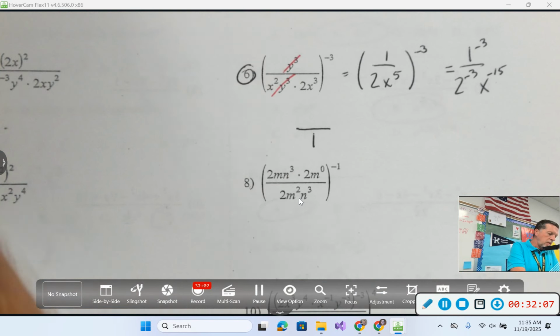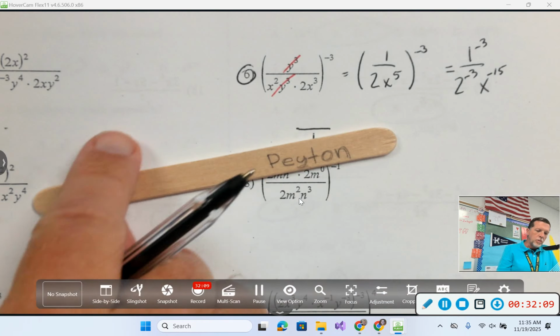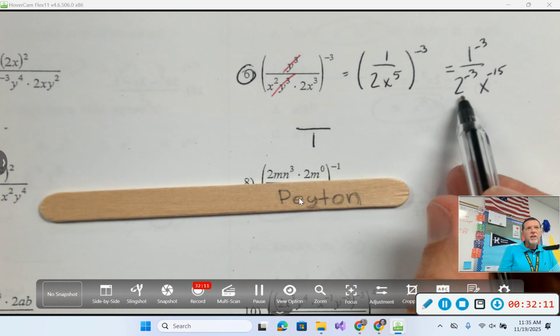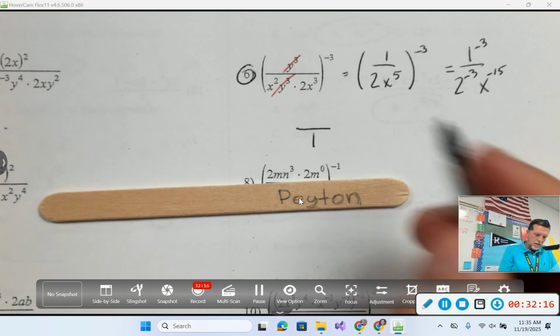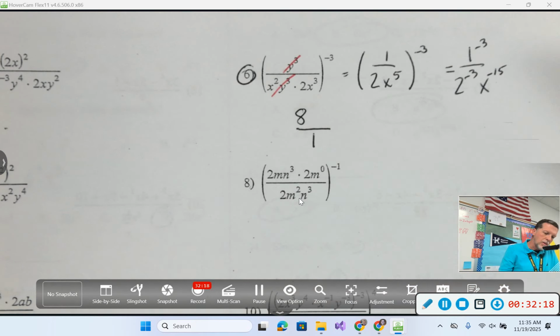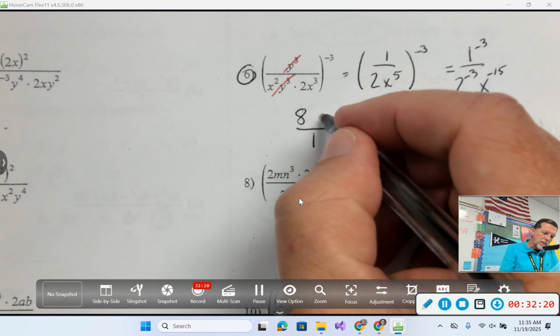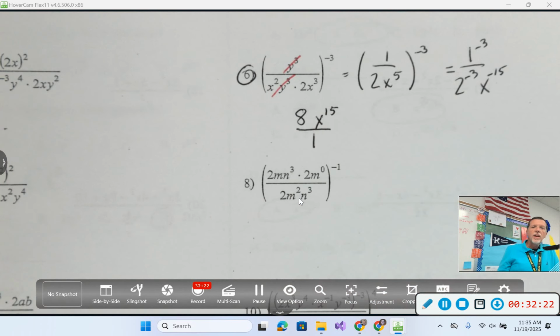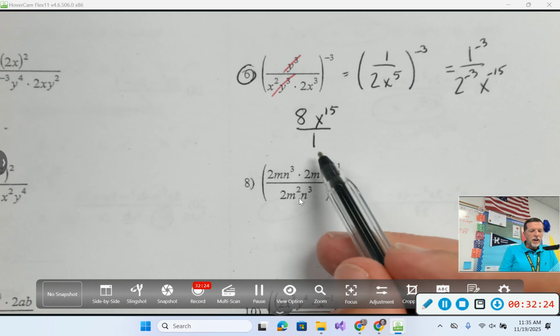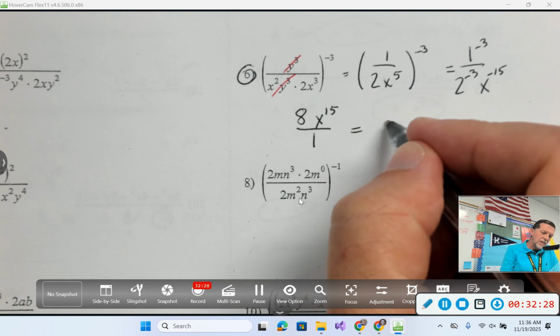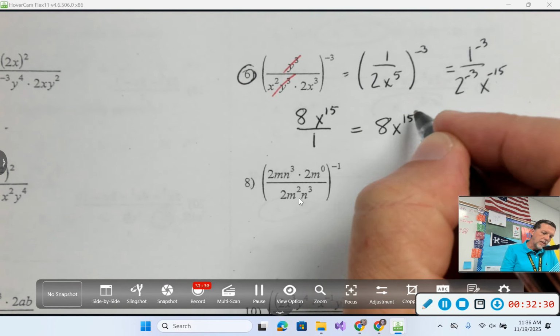Uh-oh. Peyton, what's 2 cubed and where does it go? It goes on top. Good. So 8 in the top. X to the 15th in the top. And I will take off a point if you leave that as an answer, because that just looks silly. 8x to the 15th.